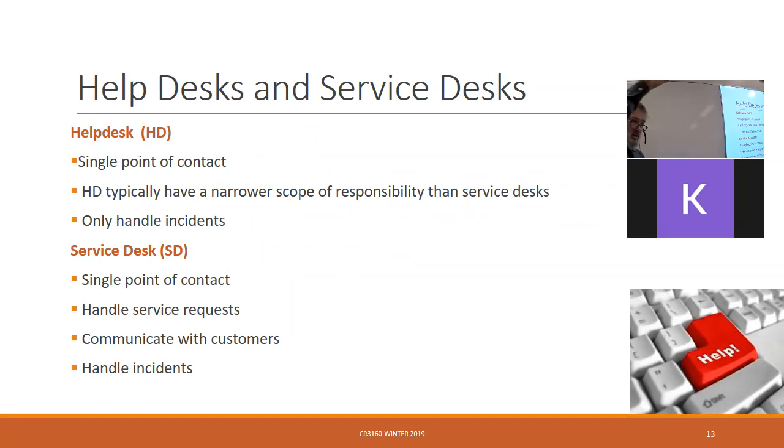All right. So we talked about call centers. Let's go up the hierarchy a bit, get something a little bit more going on. The help desk.